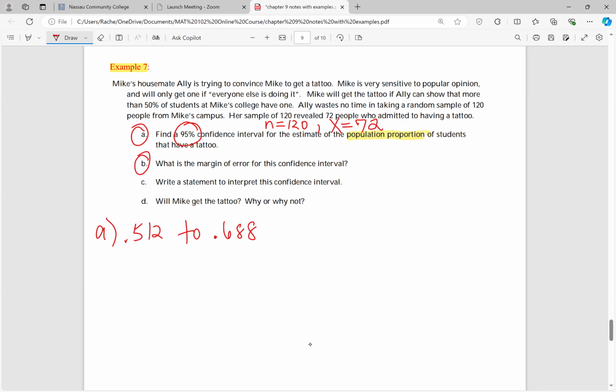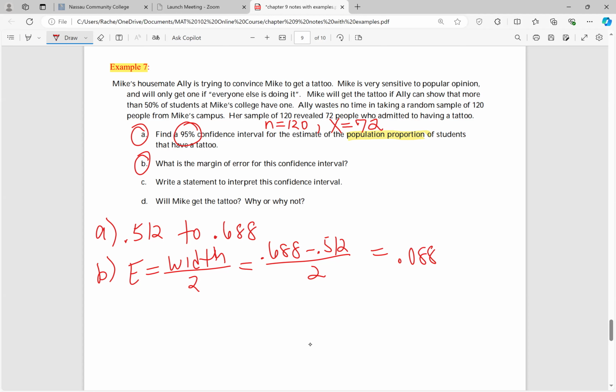So B, what's the margin of error? So remember, that's just 1/2 the width of the confidence interval. So let's take the width, which is 0.688 minus 0.512, and we divide that by 2. So take the width, which is 0.688, minus 0.512, and divide by 2. So the margin of error is 0.088.